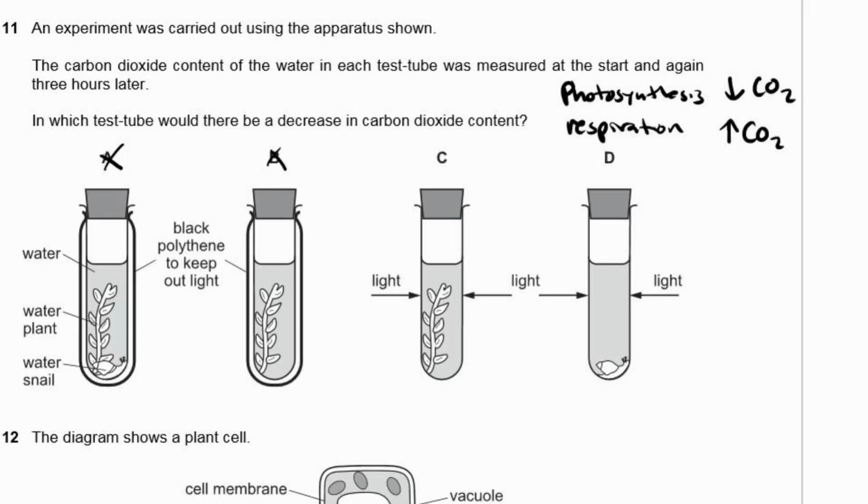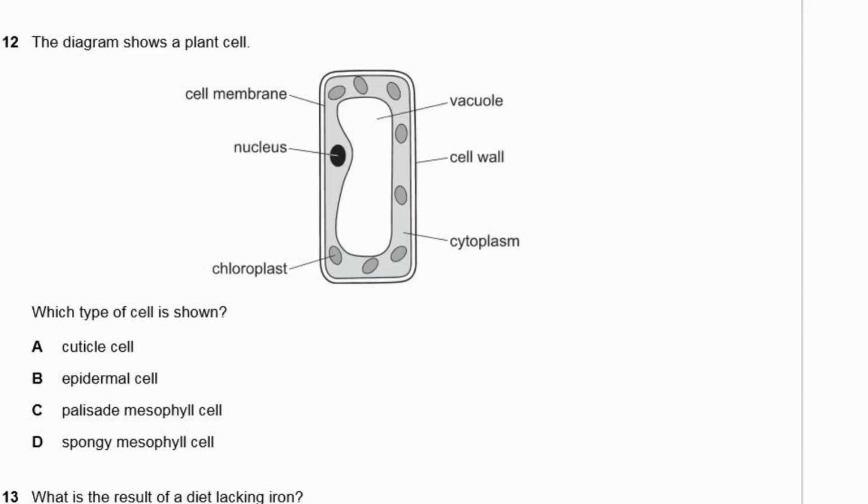Now, is the plant going to do more photosynthesis or is the snail? Well, clearly, both of those do respiration, but only the plant does photosynthesis. So the answer here is C. Question 12. The diagram shows a plant cell. Which type of cell is shown?